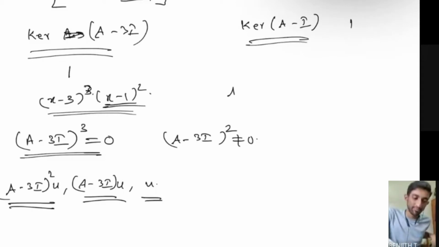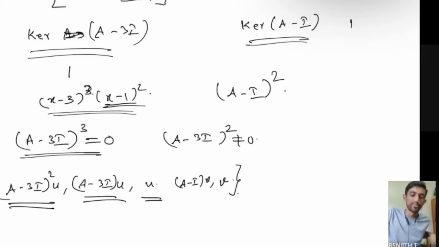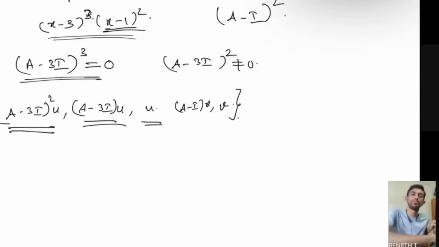Here A minus I is non-zero, but (A minus I) whole square is 0. That means you will get a v and (A minus I) times v. There will be a lot of gaps in this because we are not doing the whole theory in the process. I'm just going through a rough idea. So what are the things we are doing?